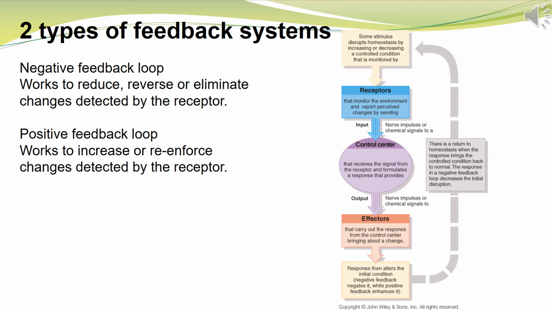And over here we have the diagram which displays this. So up here we have some stimulus that disrupts homeostasis and increases or decreases the controlled condition. The receptors receive this information from the external environment, and they usually send it as a nerve impulse to the brain, which is the control center, and this formulates the response, and all in the form of sending a nerve impulse to the effector, and they carry out the response from the control center, and the response alters the condition. And like I said, the negative feedback loop negates it, while the positive feedback loop enhances it.